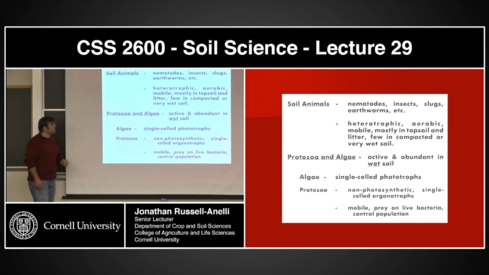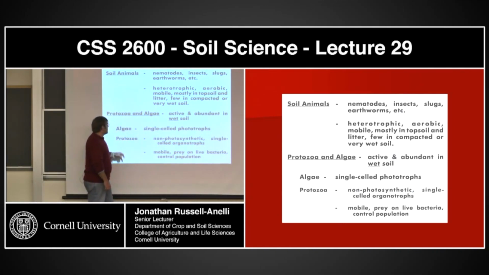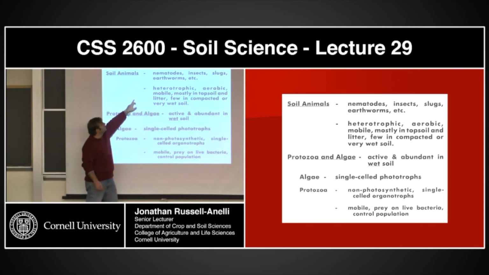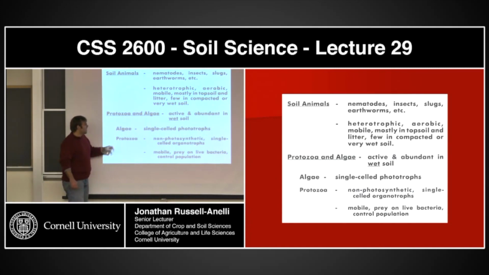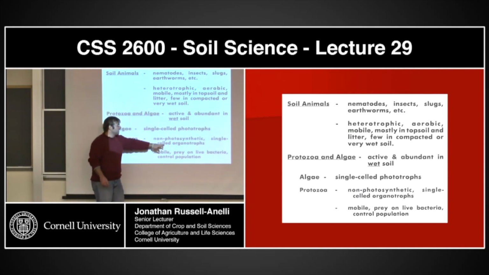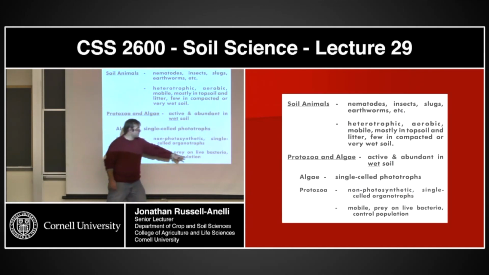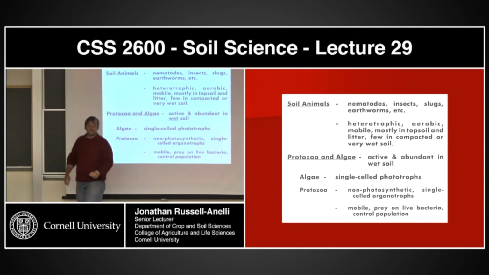The protozoa and algae are very active and abundant in these wet soils. Okay? The algae basically are single-celled phototrophs. So they're not the heterotrophs that we think of as the soil animals. The protozoa are non-photosynthetic, but they are also single-celled, but they are organotrophs. Okay, this population is very mobile, and they prey very much on that bacterial population. So these guys are sort of those predatory. They're on the trophic scale. They're the predators.